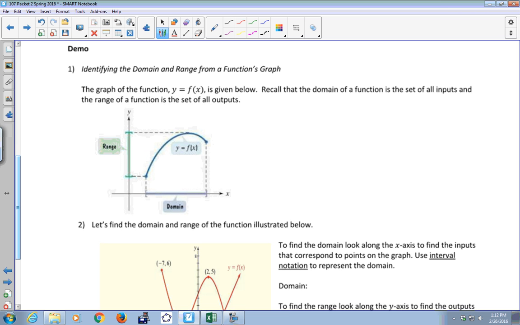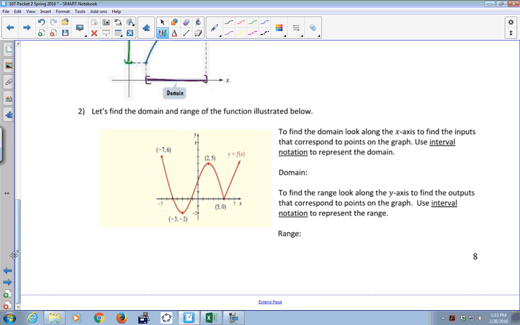Okay, so we talked about domain and range before, right? The domain is the set of all inputs, first coordinates. The range is the set of all outputs or second coordinates of a set of points. So identifying the domain and range from a graph just means figure out all the x coordinates that the graph lives on and all the y coordinates that the graph lives on. So if this is a graph y equals f of x, its domain is the set of x coordinates that it lives above, right? And its range is the set of y coordinates that it lives on.